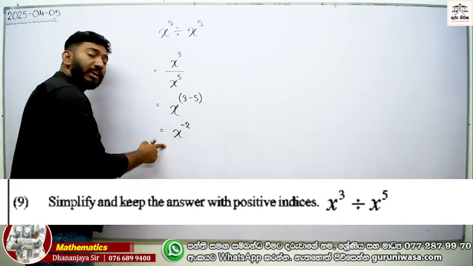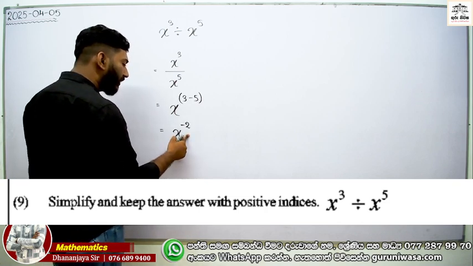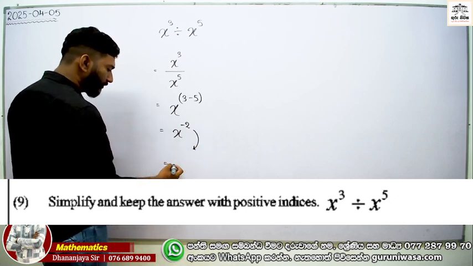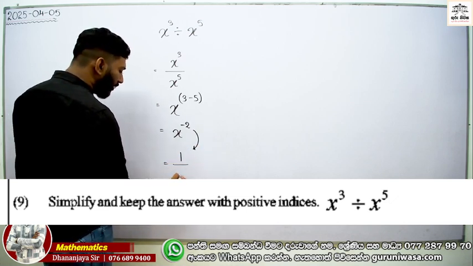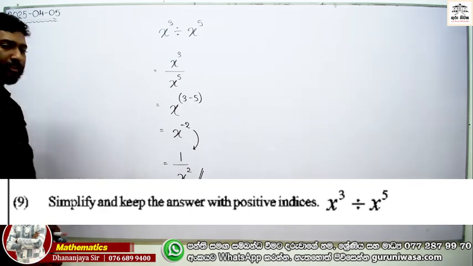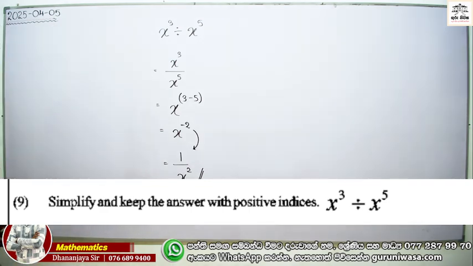And you know negative indices you can write as positive indices. අපි මේවා දානවා යටට නේද? Therefore 1 over x to the power of 2. This is the answer. Because simplify and keep the answer with the positive indices.